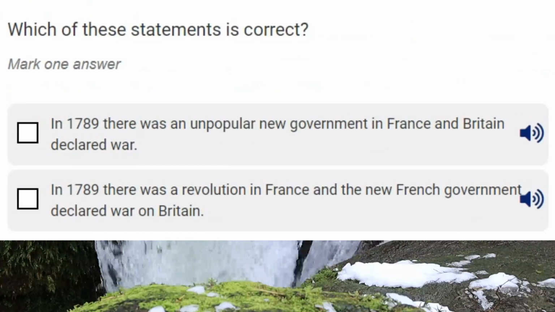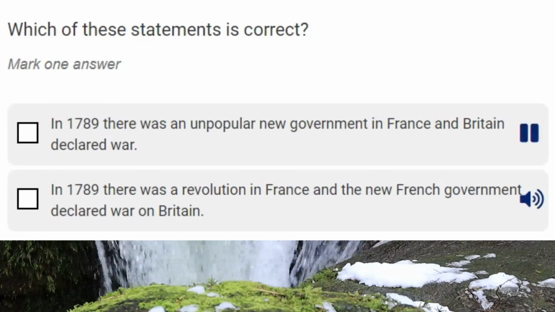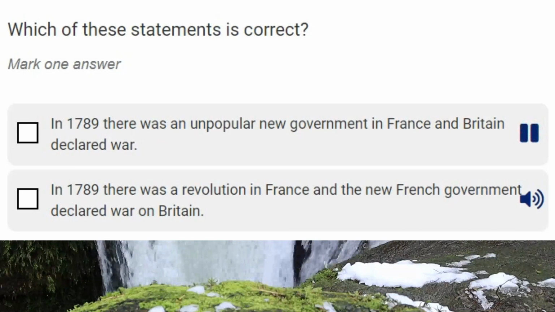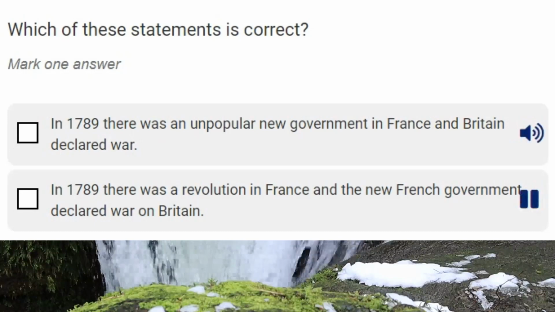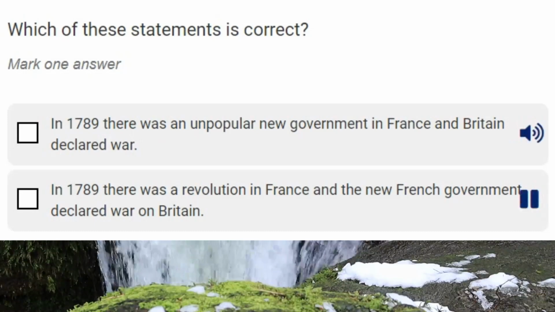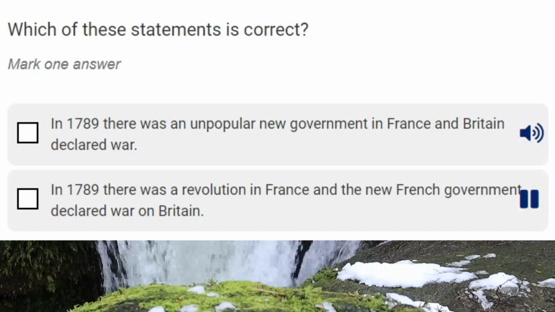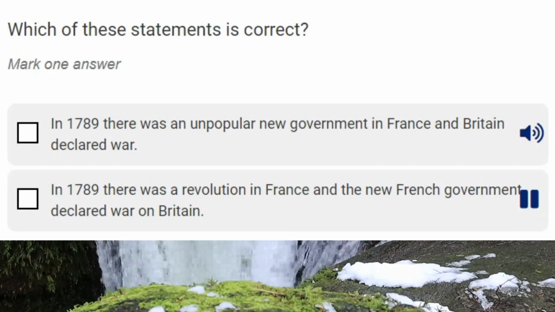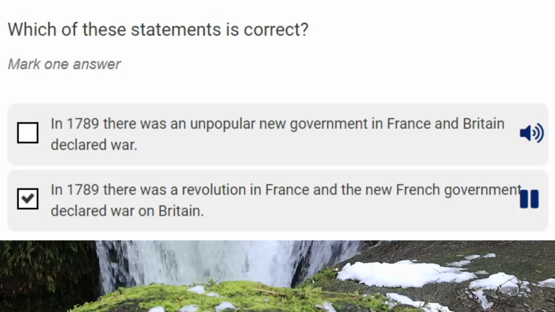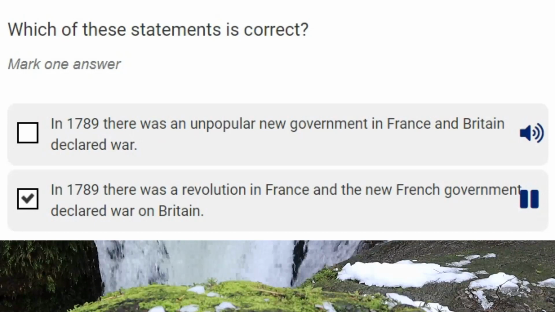Which of these statements is correct? In 1789 there was an unpopular new government in France and Britain declared war. In 1789 there was a revolution in France and the new French government declared war on Britain. The correct answer is in 1789 there was a revolution in France and the new French government declared war on Britain.